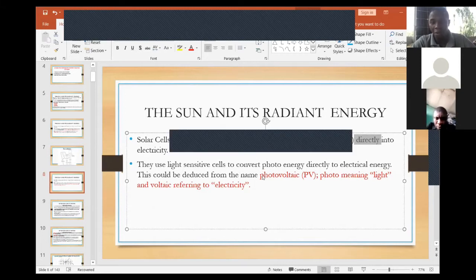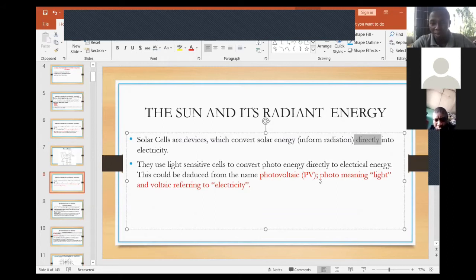They use PV systems, photo meaning the light, and voltaic referring to electricity.